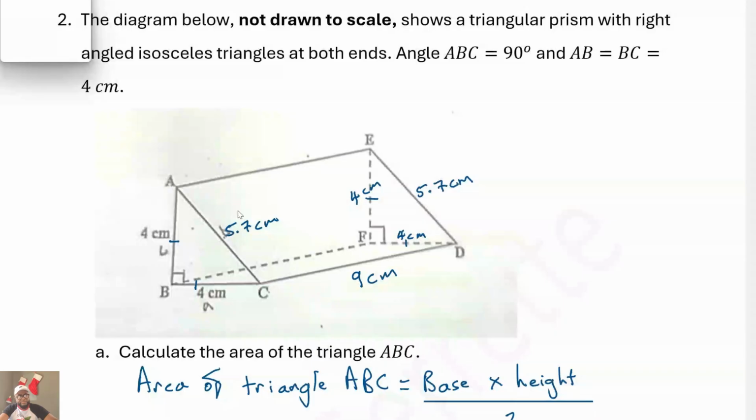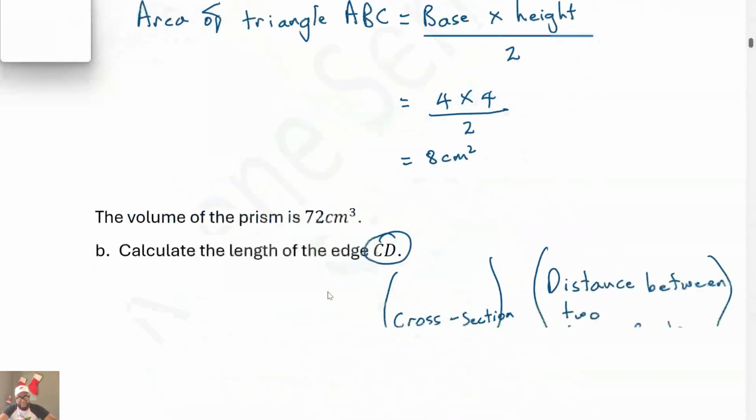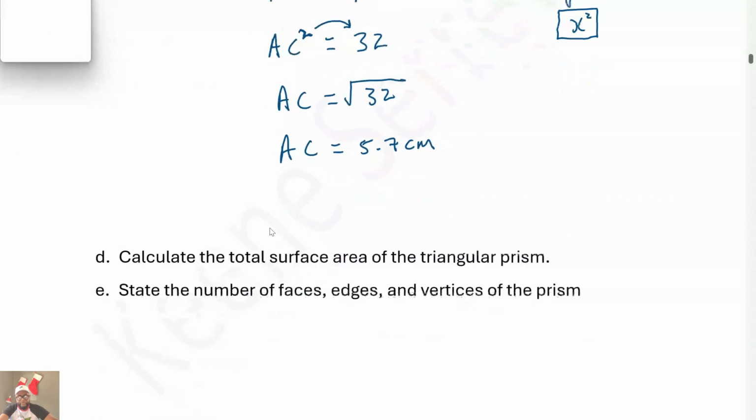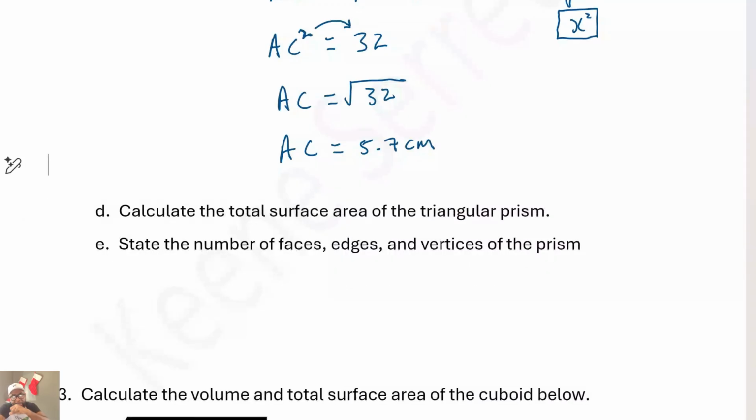Right? Now we have all these lengths. Let me see what they're asking for next. They wanted to calculate the total surface area. I want the total surface area, and they gave us the volume already. Then they want us to state the number of faces, edges, and vertices in this prism, right?